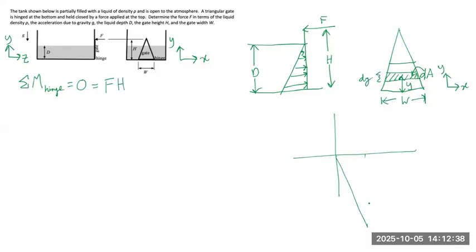So for the equation of a line, what do we need? We need the slope, and we also need a constant. So what is the slope? Well, the slope is going to be rise over run.